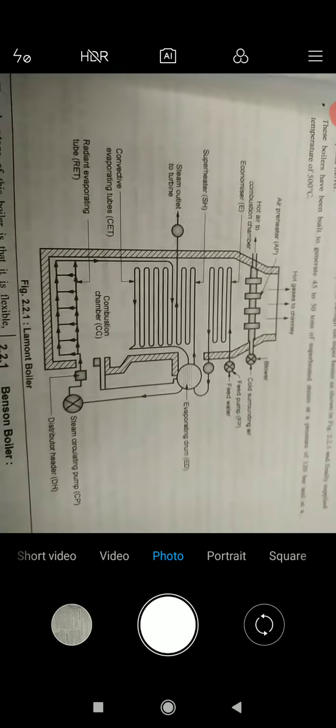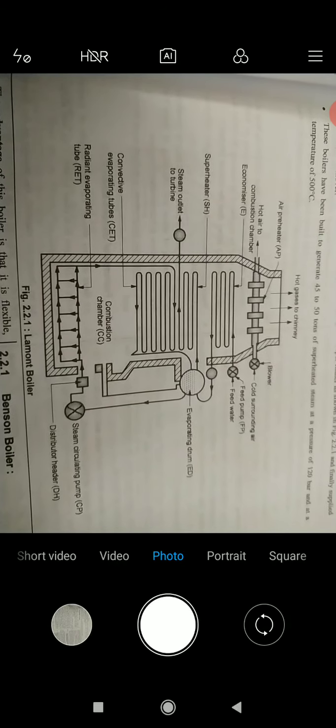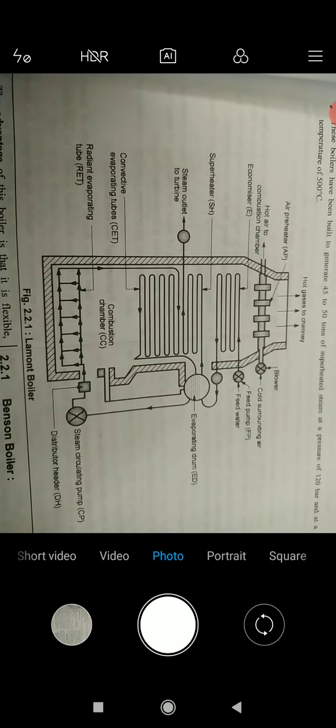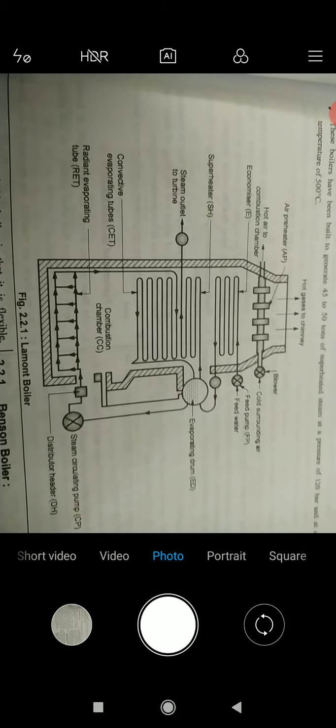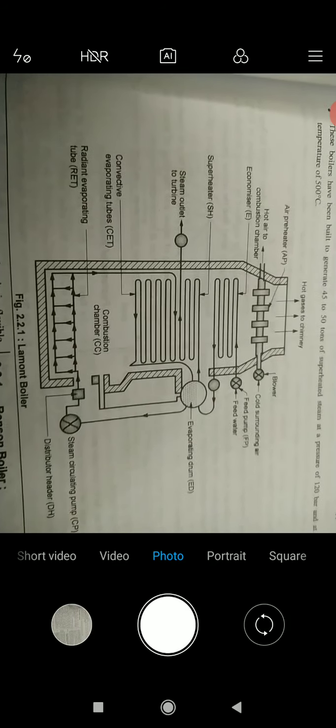Today we are going to discuss high pressure boilers. In that we are going to study the Lamont boiler. In the figure you can see that this is a Lamont boiler. A forced circulation boiler was introduced in 1925 by Lamont. It is a forced circulation high pressure water tube boiler. This is generally used in Europe and America.